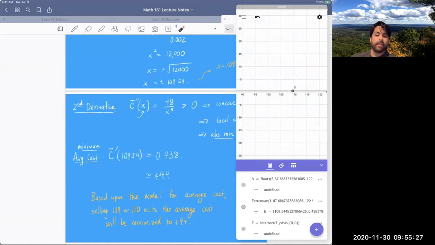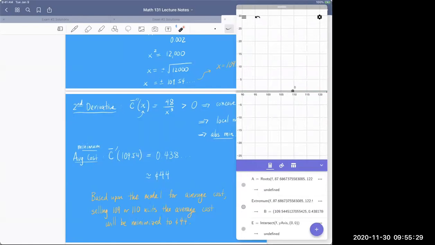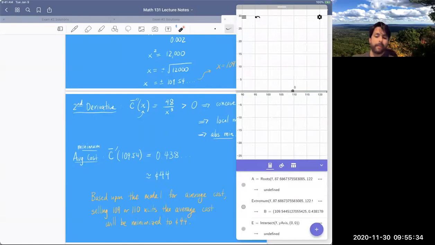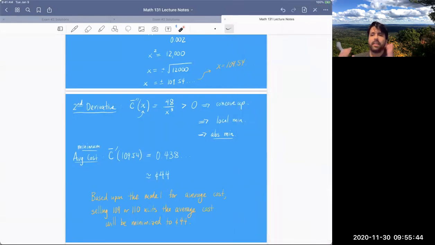Anything less than 109 or anything more than 110 will always cost a bit more. Again, of course, there are limitations to these kinds of functions because they're models. They're not exact functions.